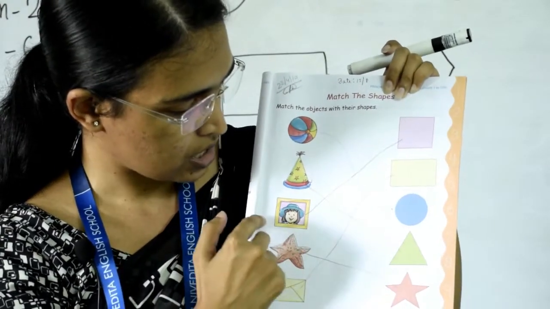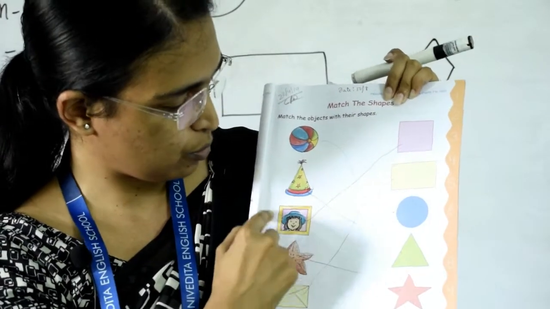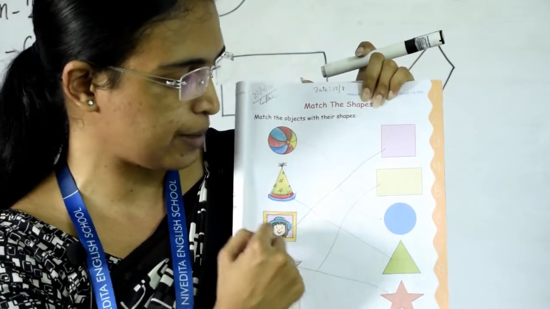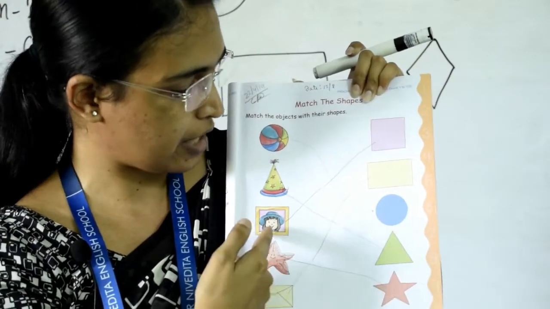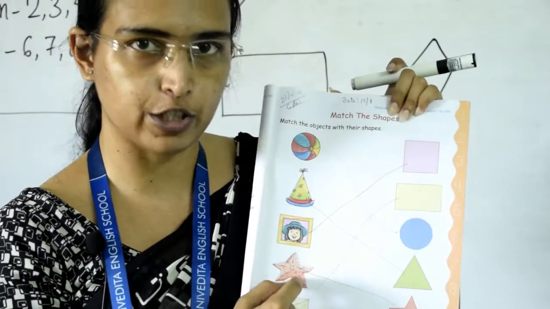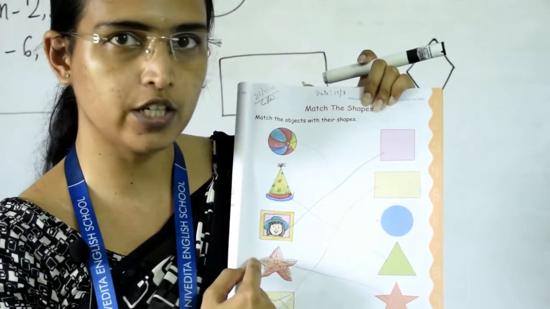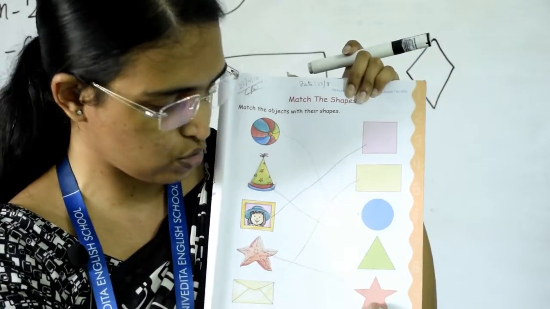Then what is this? This is a photo frame, and what is the shape of this photo frame? It's square. So find out the square shape and draw a line from here to here. Now this is a starfish. What is the shape of the starfish? Star. So which one is star? This one. So draw a line from here to here.